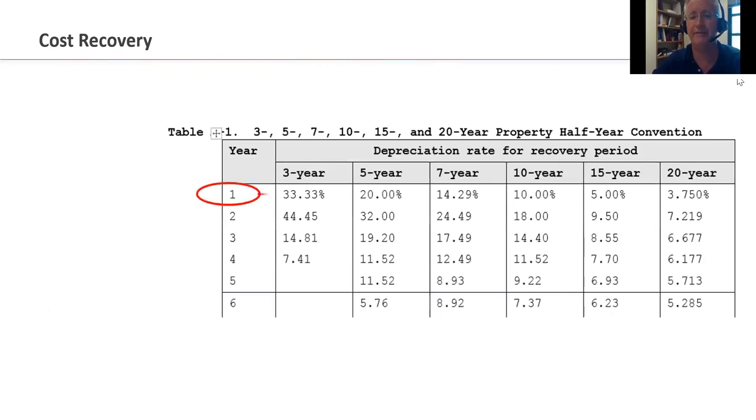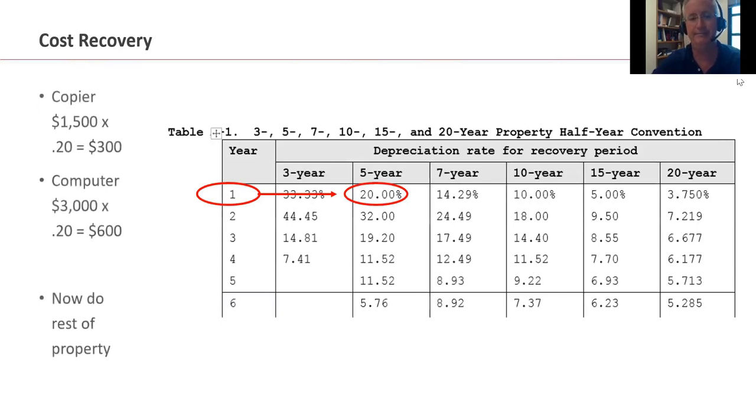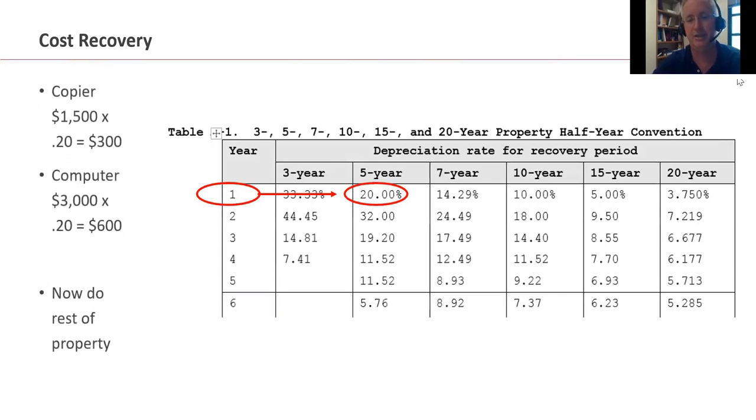So here's half-year convention. If we're looking at 5-year property, for example, the copier, it'd be 20%. If we're looking at the computer, it's 20%. So you should be able to do the rest of this property really easily. So again, if you're on the live lecture, you have no choice on moving forward. If you're on the tape lecture, my suggestion is you pause, you go do it now.